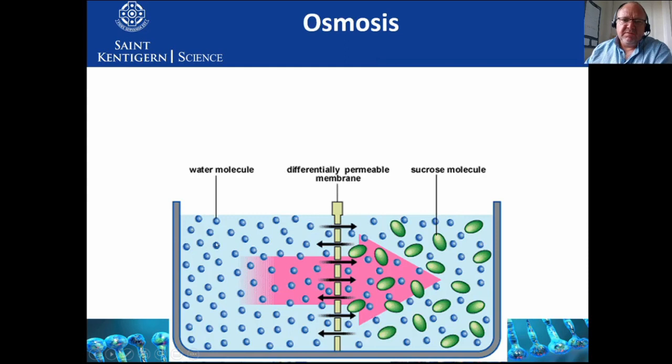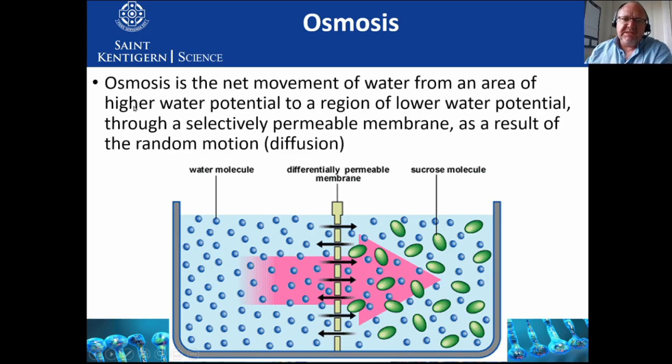Again, here we have water molecules, and this is a selectively permeable membrane. Now, because there's more solute on this side, in this case sucrose, because there's more sucrose on this side, the water will be drawn towards that.